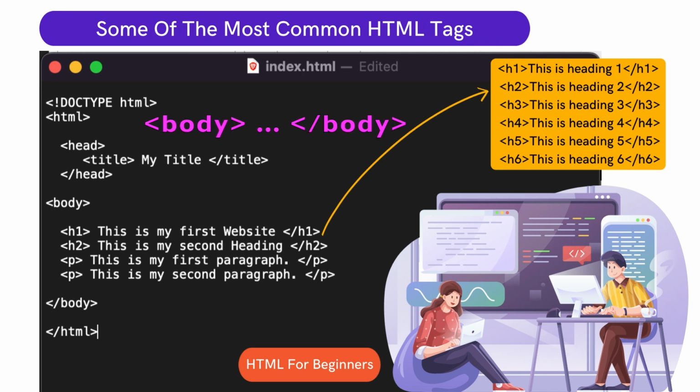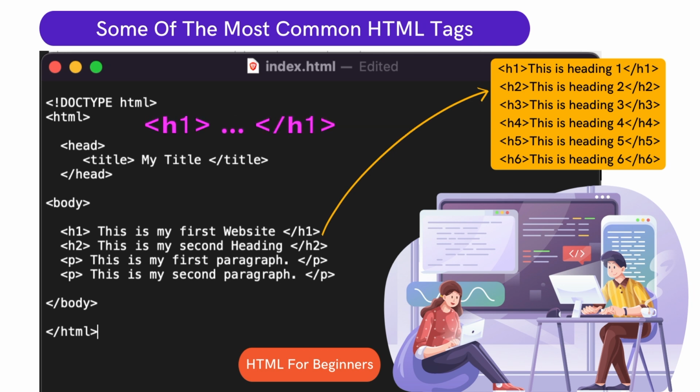The body element defines the document's body and is a container of all the visible content such as headings, paragraphs, images, hyperlinks, tables, lists, and more. The visible part of the HTML document is inside the body section.